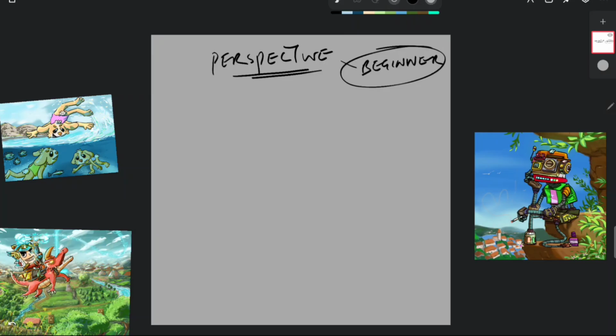A lot of beginners, when they hear about perspective, get kind of scared. They think it's too serious, and it's not that serious. It's easy. So we are going to break it down. Things to consider. Now, why do your drawings look flat?